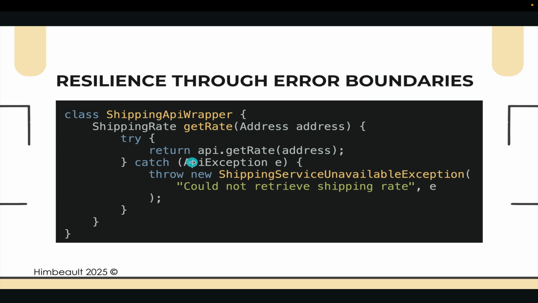We can catch it and we can throw our own custom descriptor here: ShippingServiceUnavailableException. So that service just isn't available right now, could not retrieve the shipping rate. It doesn't really say why. We could include more information, but again, we want to balance not including too much information about the APIs that we're using, to avoid giving more information than we want to out to users who may want to do us harm.